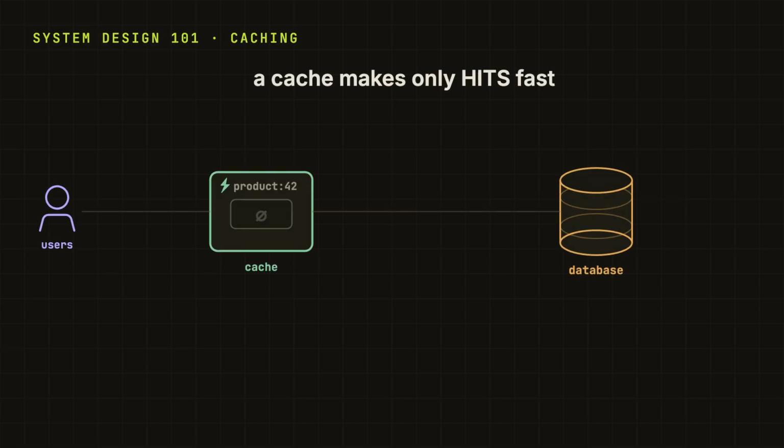So, first thing, and this is where people get confused. A cache does not make everything fast. It only makes the hits fast. And quick note upfront, we are mostly talking about the reads here. The same thing asked for again and again. Changing the data, writing, is the harder case, and we'll get to that.